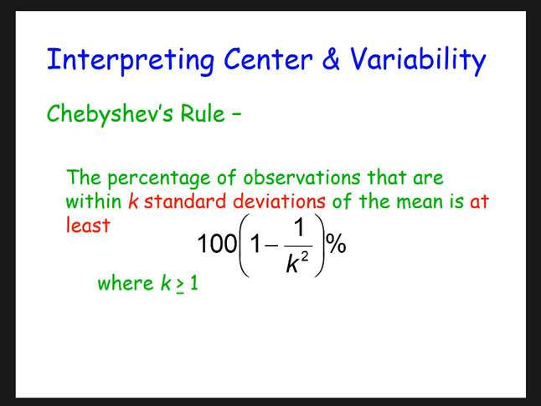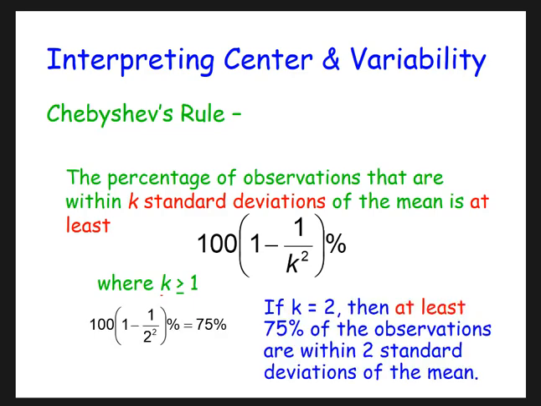To interpret center and variability, we have different rules. Chebyshev's rule is used to describe any distribution, regardless of the shape of the distribution, where k is always greater than 1. K is the number of standard deviations away from the mean. K is sometimes referred to as a z-score. Let's say k is 2. So that means we're going from our mean. We're going to go out 1, 2 standard deviations to the left, and 1, 2 standard deviations to the right. So we're making that range that goes 2 standard deviations in each direction from the mean.